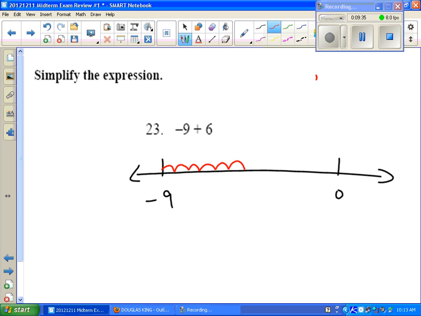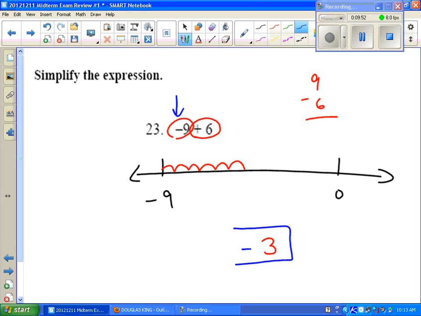What you need to do is 9 minus 6, since one of them is negative and one of them is positive. You subtract the absolute values. 9 minus 6 gives you 3. And since 9 has the higher absolute value, or it's farther away from 0, your 3 is negative.